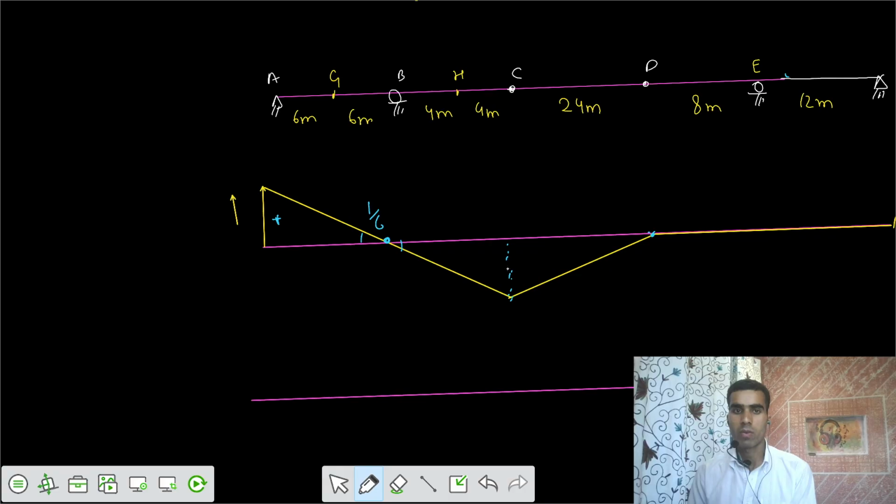Can you say this is for 1/12? This is for the length of 12, 1 unit for the length of 12, and this length is 8, so this is your 8 by 12, that's 0.667. 8 by 12 minus times.